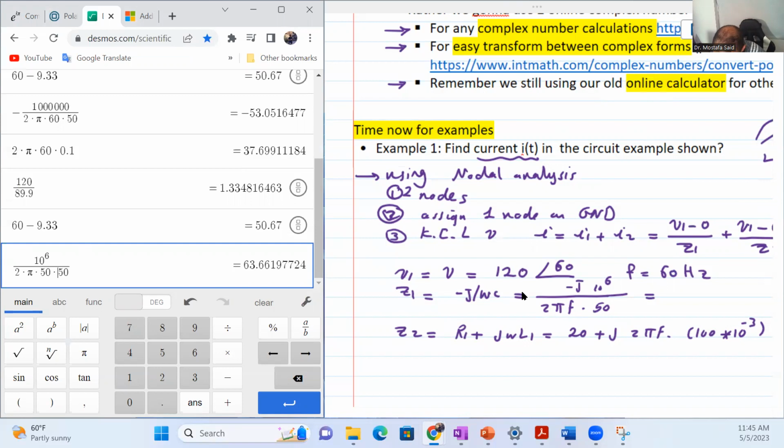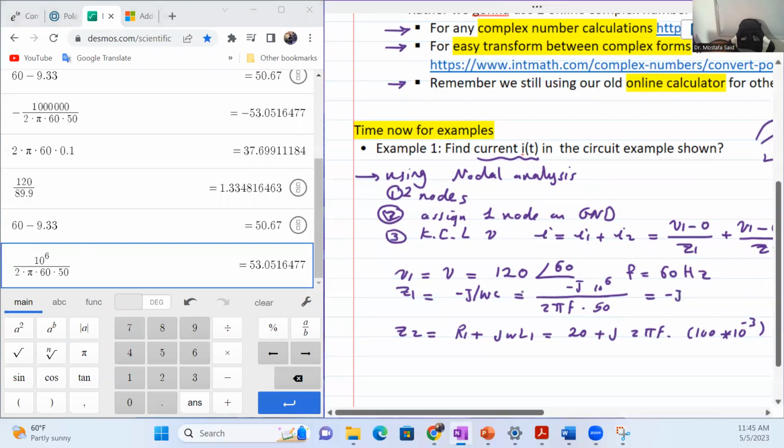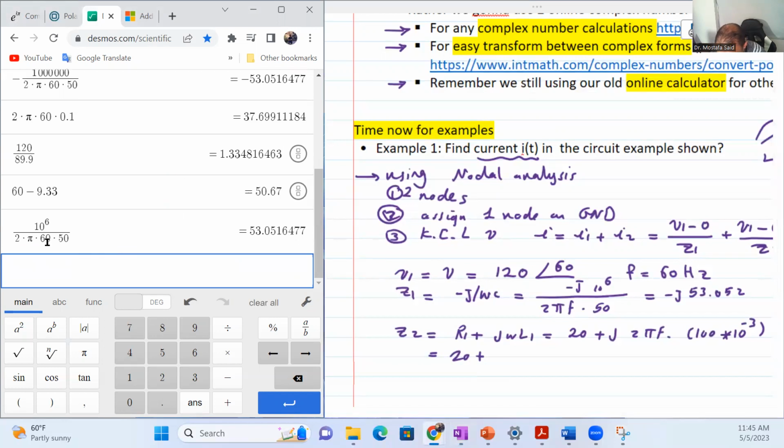So yeah, the frequency is 60, not 50. I'm very sorry for this. So this is minus J 53.052, I'm sorry, this is ohms. Z2. Z2 is R, which is 20. No simplification in that, but we have to simplify omega L. So reuse or salvage what we already wrote. So we wrote already 2 pi F, then we multiply by 100 multiplied by 10 to the power of minus 3, which is 0.1. So this is basically 37.7. You can just round this.